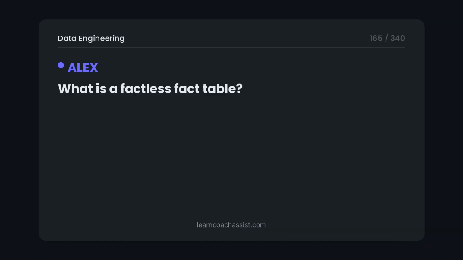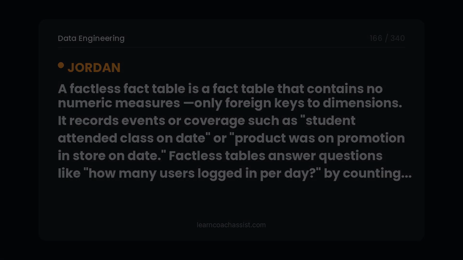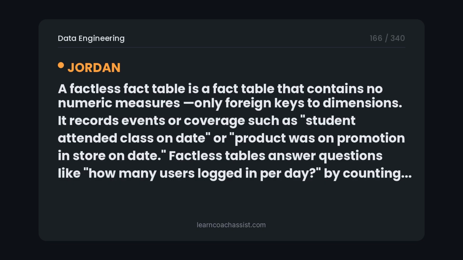What is a factless fact table? A factless fact table is a fact table that contains no numeric measures, only foreign keys to dimensions. It records events or coverage such as student attended class on date or product was on promotion in store on date. Factless tables answer questions like how many users logged in per day by counting rows.